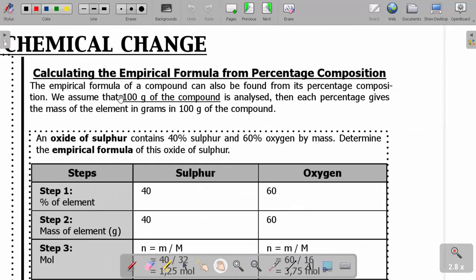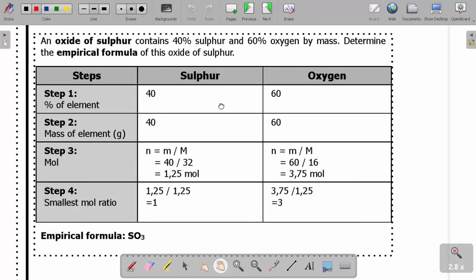Okay, now let us talk about the empirical formula from percentage composition. The empirical formula of a compound can also be found from its percentage composition. We assume that 100 grams of the compound is analyzed, then each percentage gives the mass of the element in grams in 100 grams of the compound. For example, an oxide of sulfur contains 40% sulfur and 60% oxygen by mass. Determine the empirical formula of this oxide of sulfur.